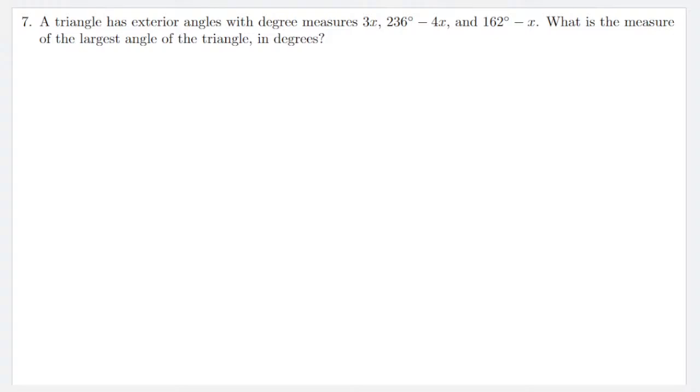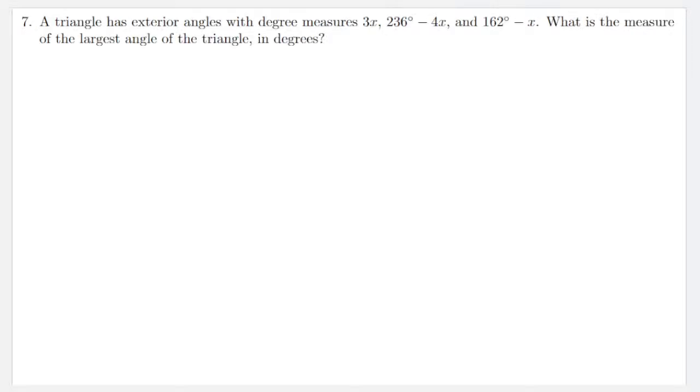And so now we can find that x is equal to 19 degrees. And now we can just plug this into each of these 3 values. So we get 3x is equal to 57 degrees. 162 degrees minus x is equal to 143 degrees. And 236 degrees minus 4x is equal to 160 degrees.